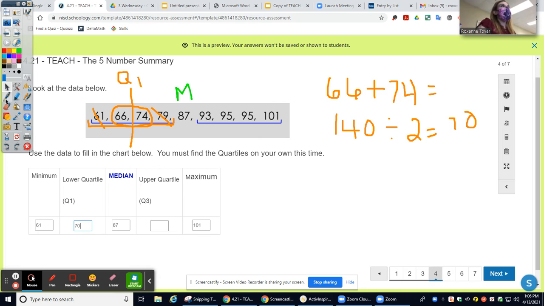Now we've got to find our upper quartile, which is the upper half after the median, right? So we're going to find the median of the upper half. So we're going to go 1, 1, and as you can clearly see, we have 2 numbers in the middle. But lucky us again, they're both 95. So our quartile 3 would be a 95.